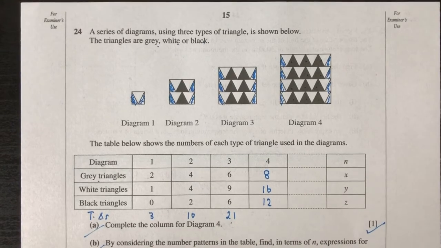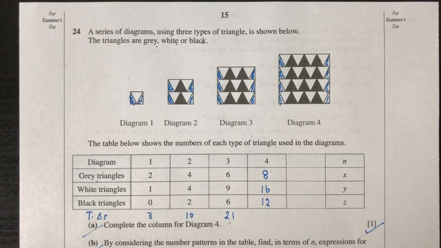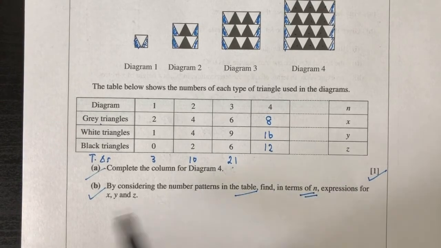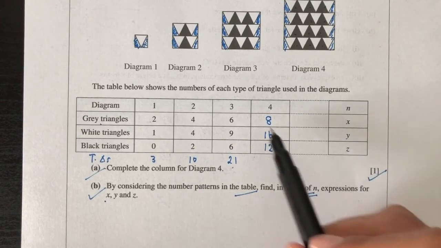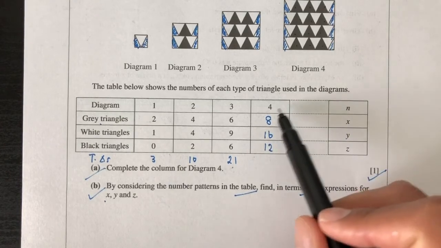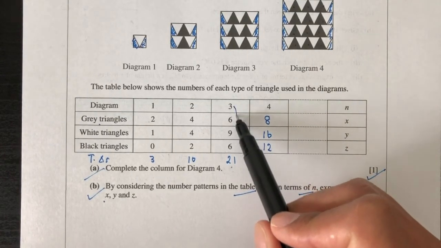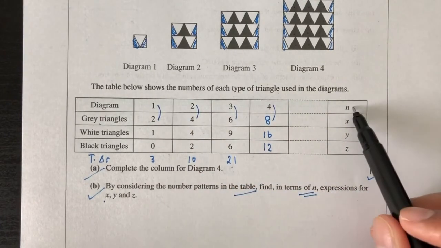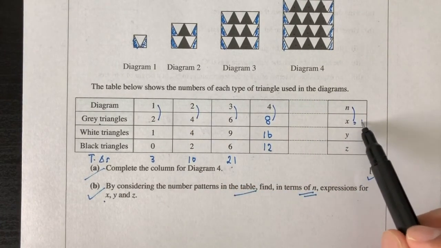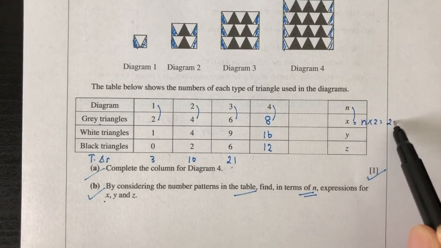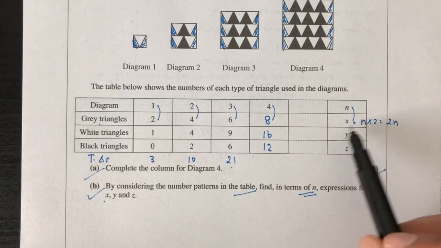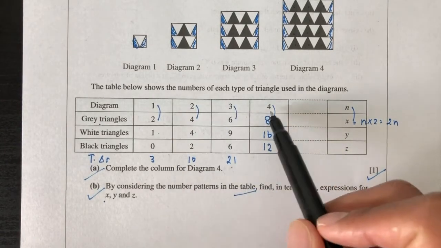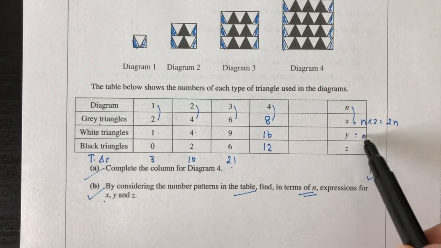And now part B, by considering the patterns in the table, find in terms of n, expressions for x, y, and z. For this first one, it's pretty easy. You can see that it is 1 times 2, 2 times 2, 3 times 2, 4 times 2. This will be n times 2, which is 2n. Now how about y? You can see it is 1 square, 2 square, 3 square, 4 square. This will be n square.